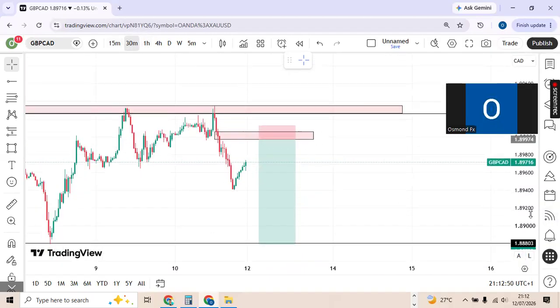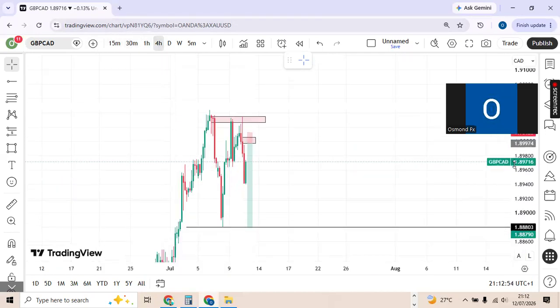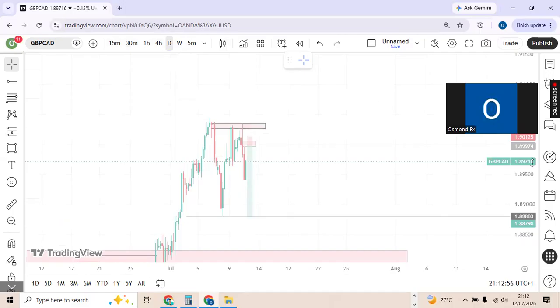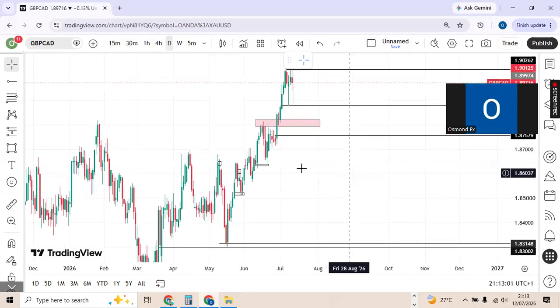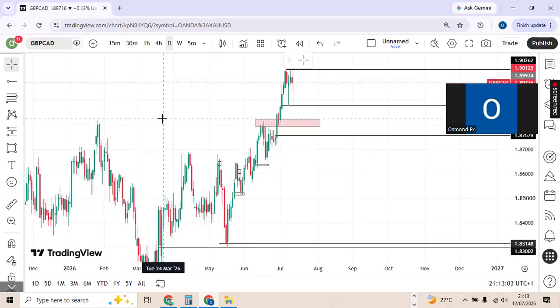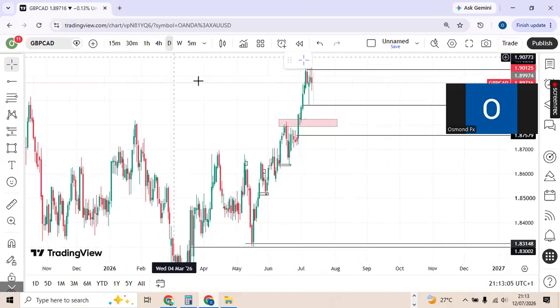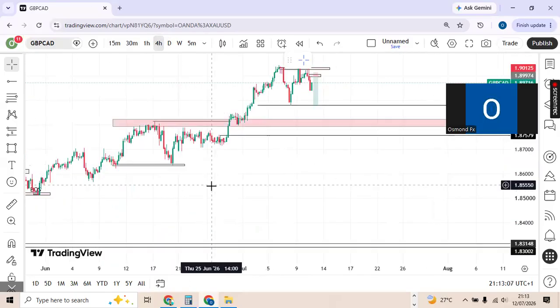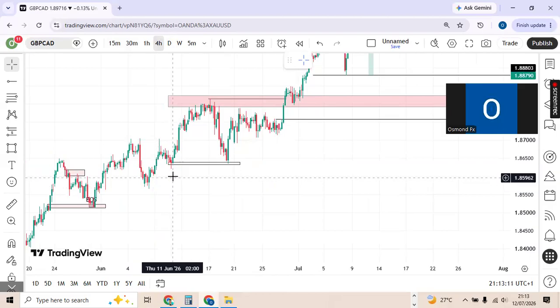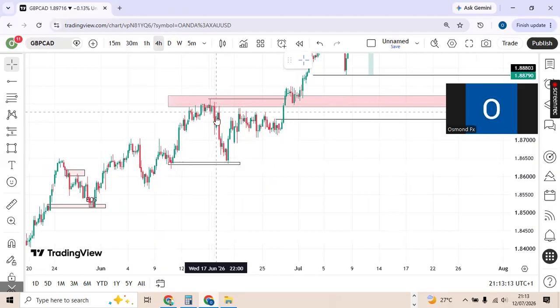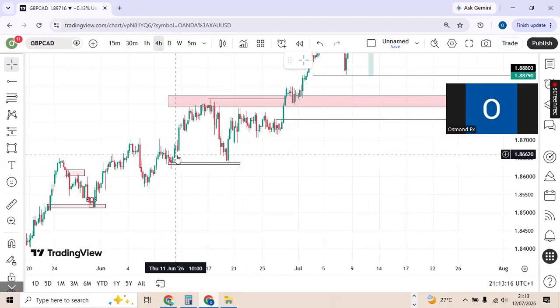So guys, that is my analysis for GBP USD. Let's check out the higher time frame. Let's see the reason why I'm expecting the market to come down. All right. So for GBP CAD, let's go to the 4 hour time frame. For GBP CAD, we can all see that whenever the market goes up, the market comes back to fill up all the imbalances that the market created.